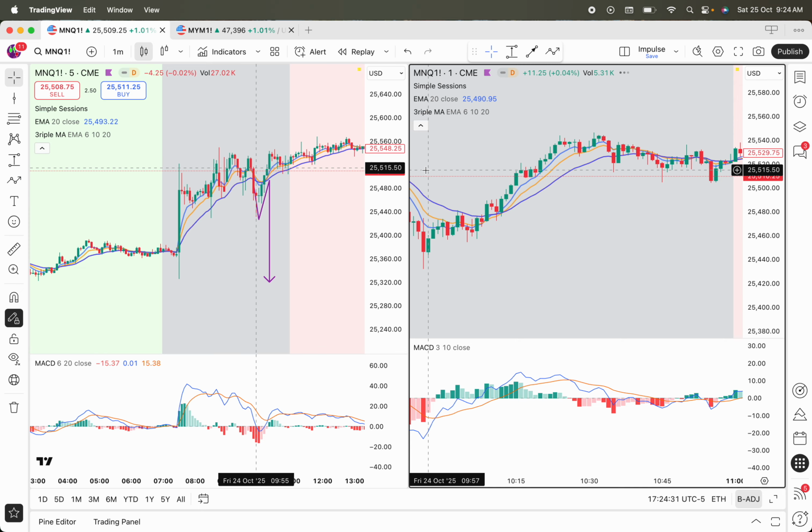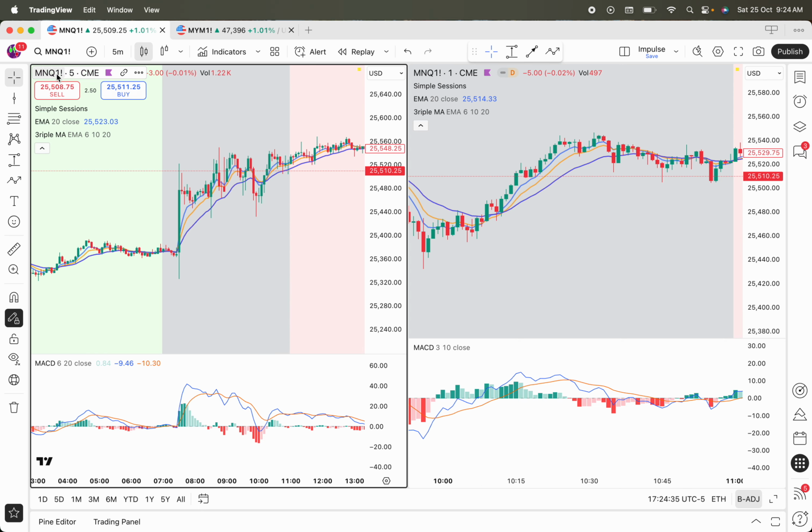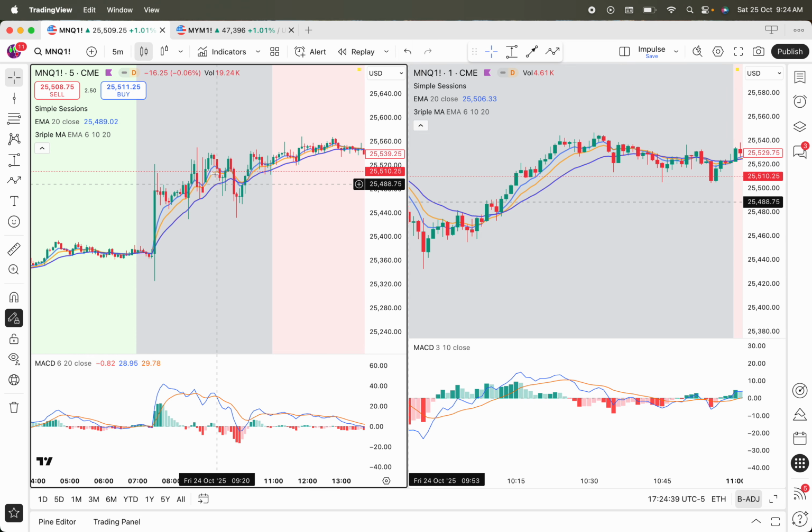I do like the NQ. I think it's the best bang for buck. I do like to trade micro contracts. They're a tenth of the size, and I like to size in on those.